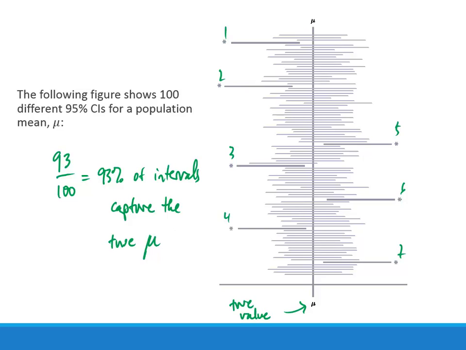If I did 100 more and kept doing more and more of these, the idea is that eventually, in the limit, 95% of my intervals would catch this true value of mu. So in the long term, 95% will contain the true mean mu.